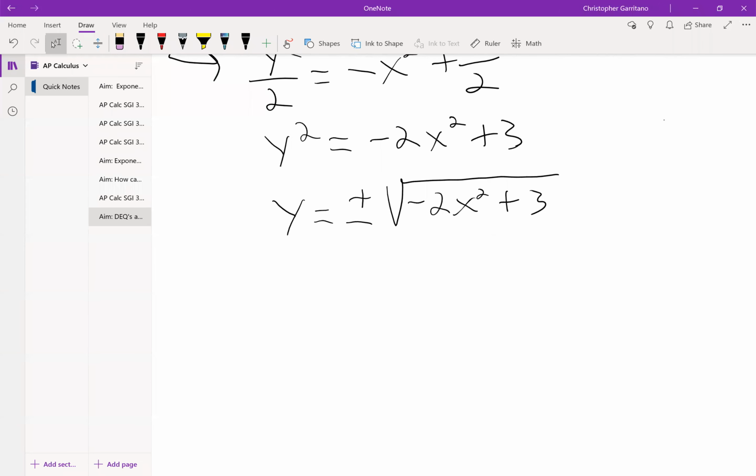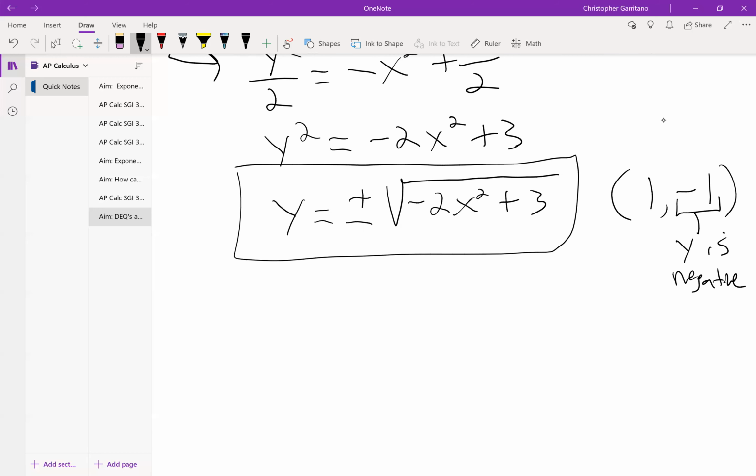But our initial condition, of course, is, once again, we have the point 1 comma negative 1. Well, the fact is, y is negative here. And so if we have a function that looks something like this with a radical, the only way for y to be negative is if we use the negative branch. So our final answer is actually going to be y equals radical negative 2x squared plus 3.